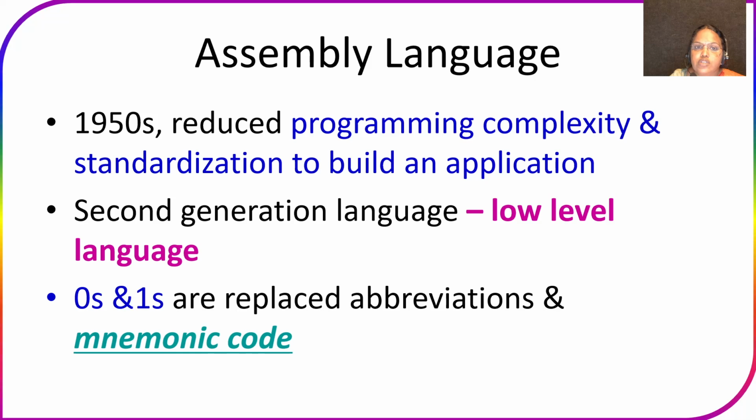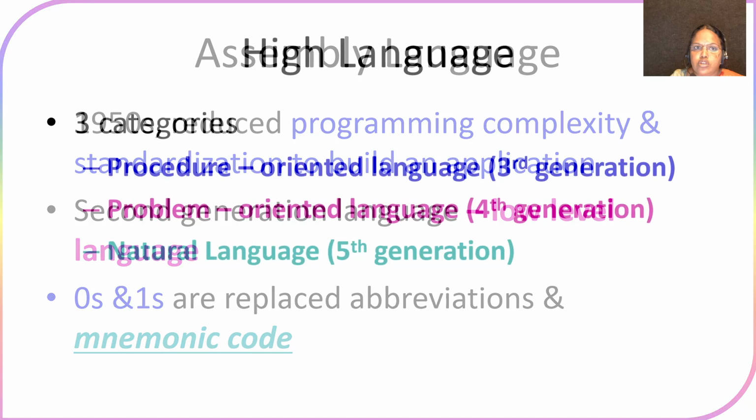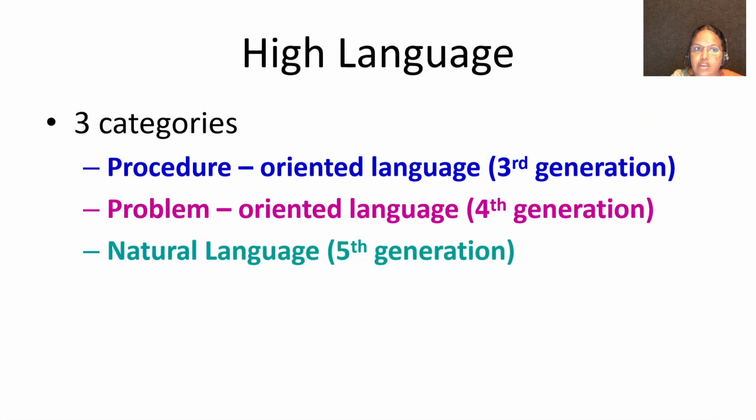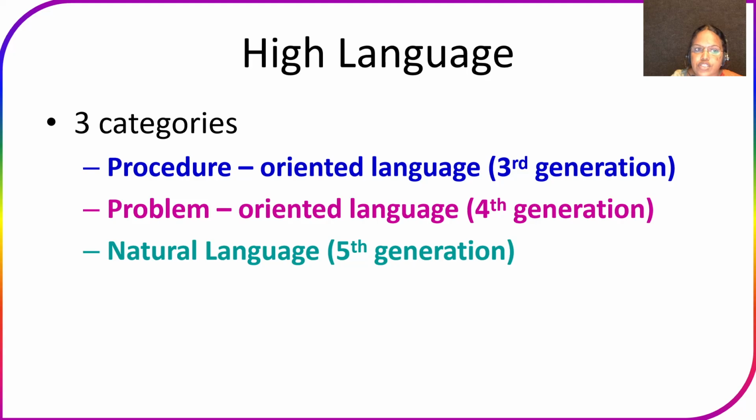Assembly language is used in the second generation. It is also called a low level language. Zeros and ones are replaced by mnemonic codes. And the next one is high level language. High level language is classified into three categories: procedure oriented, problem oriented, and natural language. Procedure oriented is used in the third generation, problem oriented is used in the fourth generation, and natural language is used in the fifth generation.